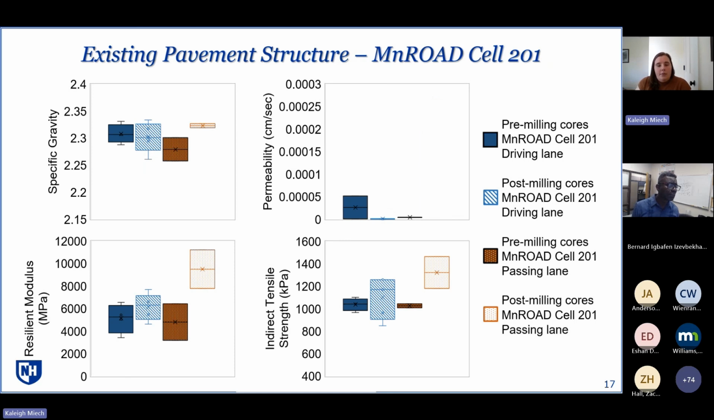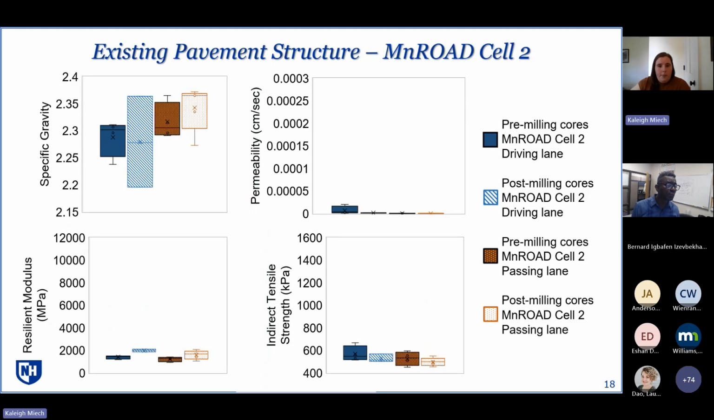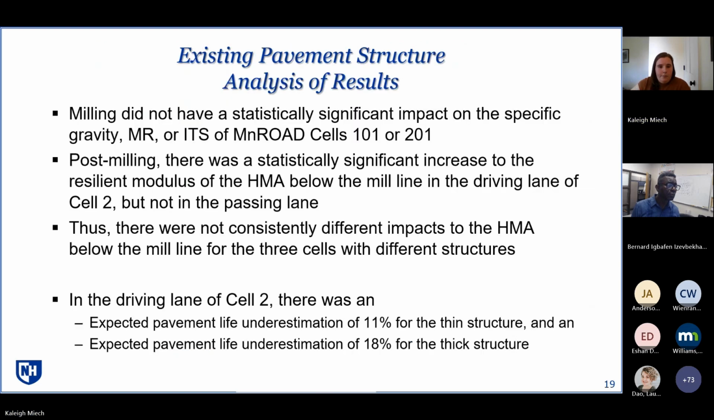Then these are the results for MnROAD cell 201. Here we see that the specific gravity, resilient modulus, and indirect tensile strength increased more in the passing lane of the cell than in the driving lane. And then lastly, for MnROAD cell 2, we can see that the properties, especially for resilient modulus and indirect tensile strength, were substantially smaller in cell 2 than they were in cells 201 and 101. We can see in these results that the resilient modulus increased in both lanes, while the indirect tensile strength decreased in both lanes.